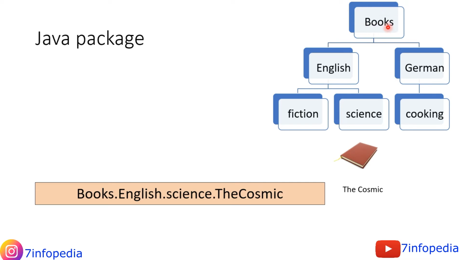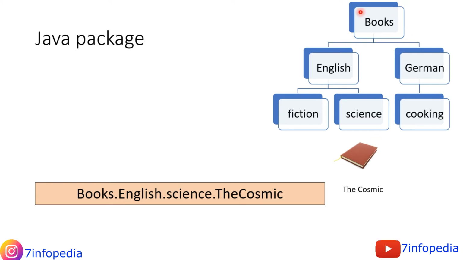Now just assume these boxes in Java programming are folders. These are folders in your program. Whenever I create my source code, Java classes, I create Java files and store them on my disk in some folder. So just assume I have a folder called books, and under that we have these folders created. And this Cosmic book, assume this is your file, the class file that we create.